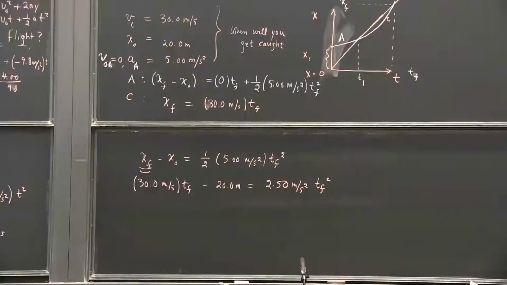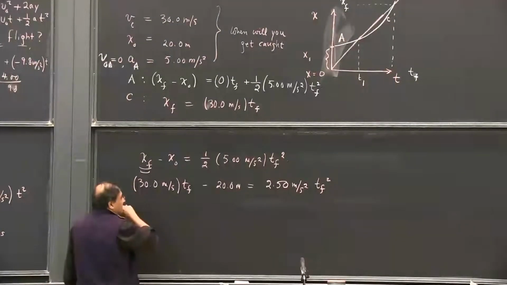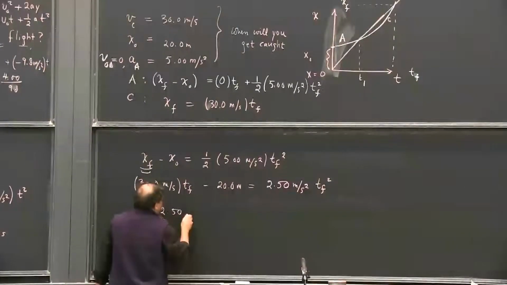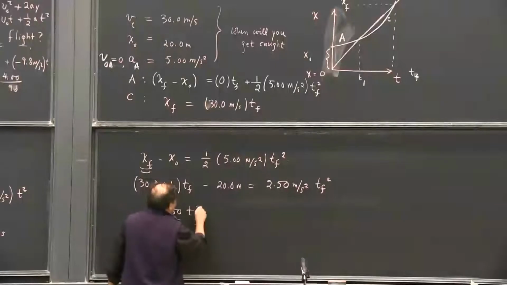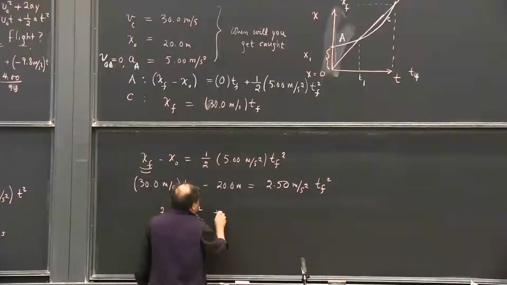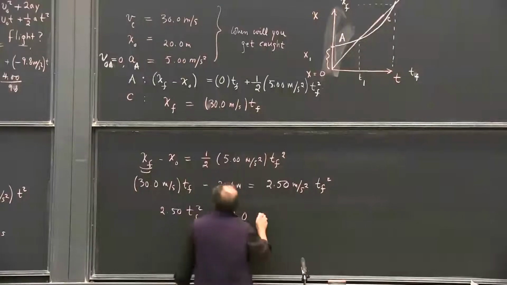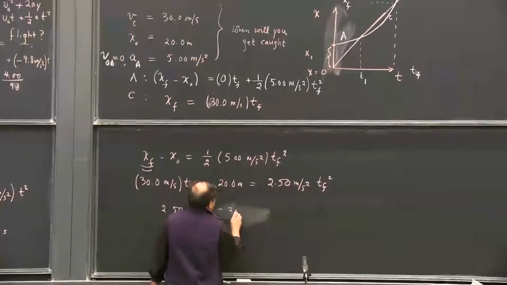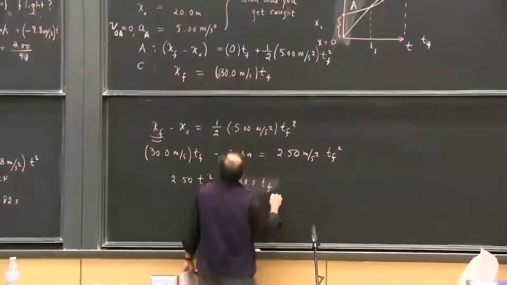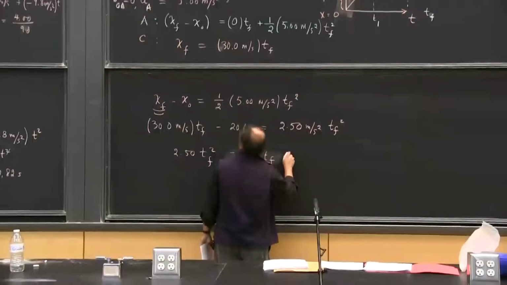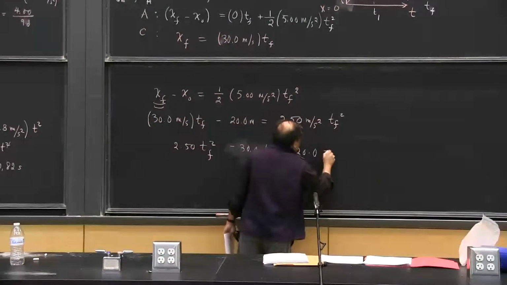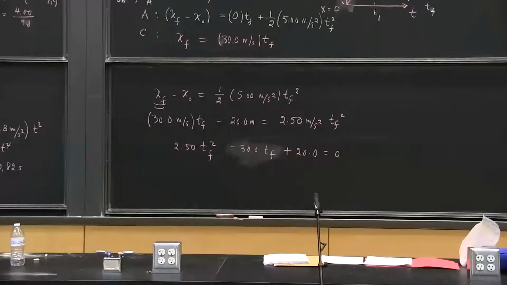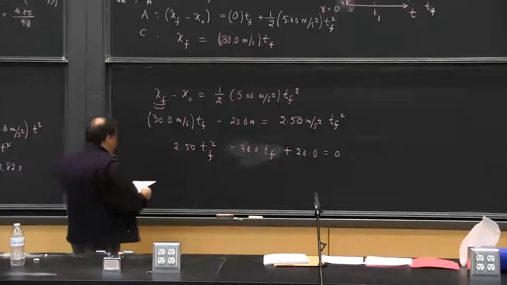All right. So we should now be able to solve this problem because what we have is a straightforward quadratic equation. So we can write 2.50. Let's say I now directly write a quadratic equation. I'll take this to the other side, plus 20.0, minus 30.0 times T final plus 20.0 equal to 0. So I'm dropping the units because now I'm interested in solving the quadratic equation.